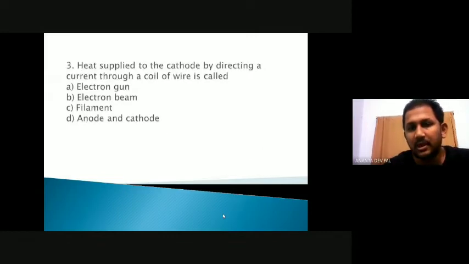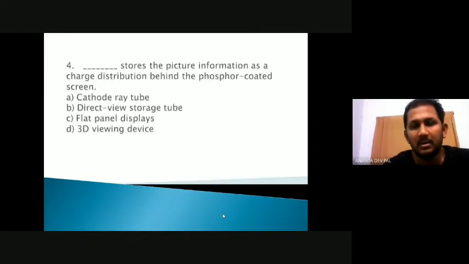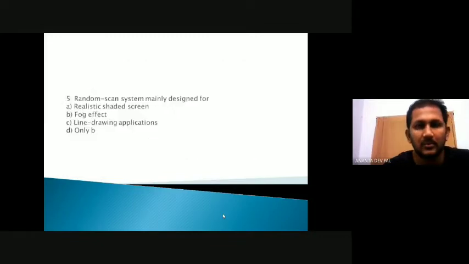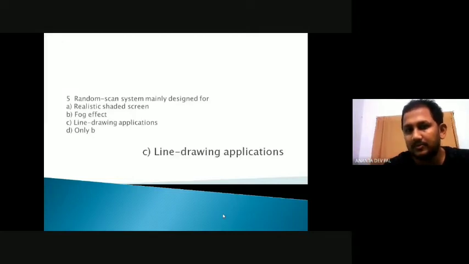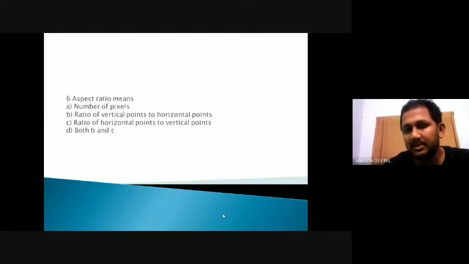Heat supplied to the cathode by directing a current through a coil of wire is called electron gun, electron beam, filament, anode, or cathode. That is filament. Which stores the picture information as a charge distribution behind the phosphor-coated screen? Direct view storage tube. Random access system is mainly designed for line drawing. Aspect ratio means the ratio of horizontal to vertical, vertical to horizontal, or both B and C.